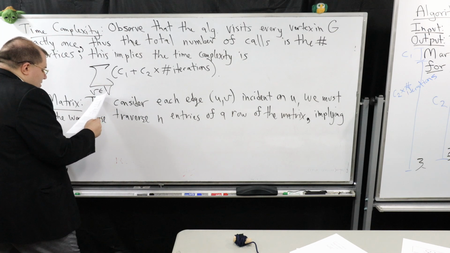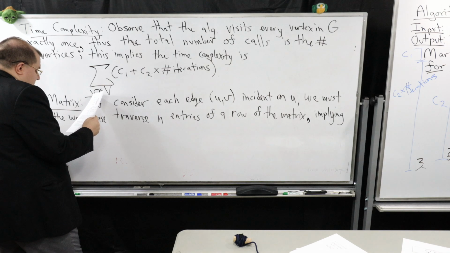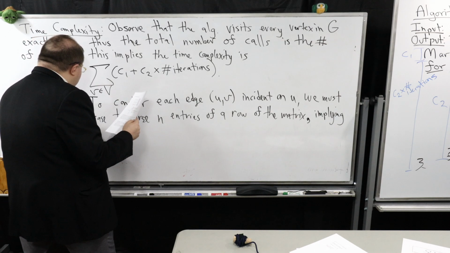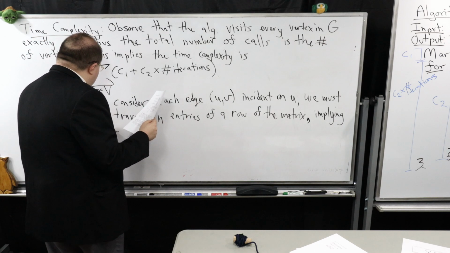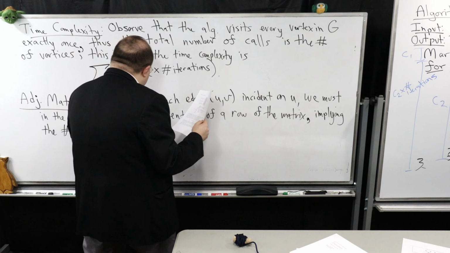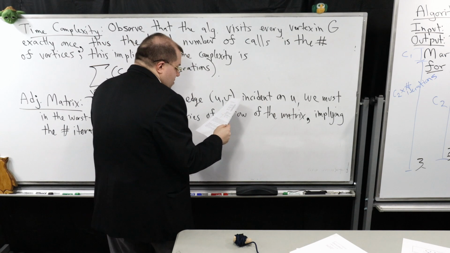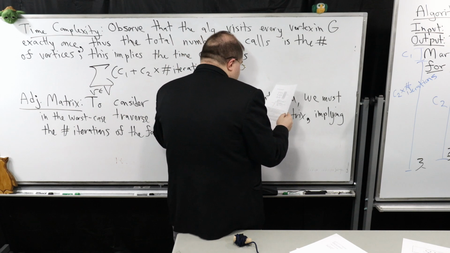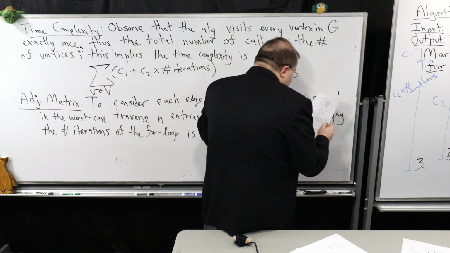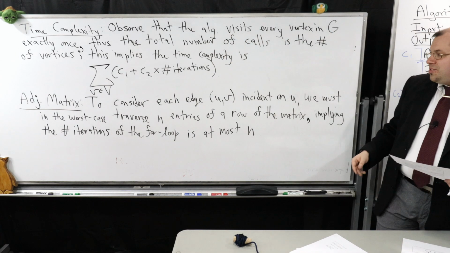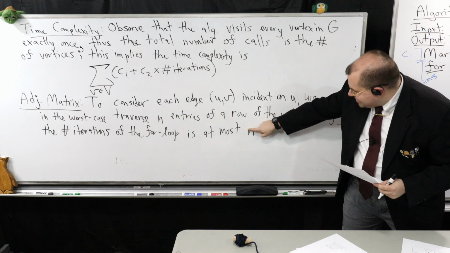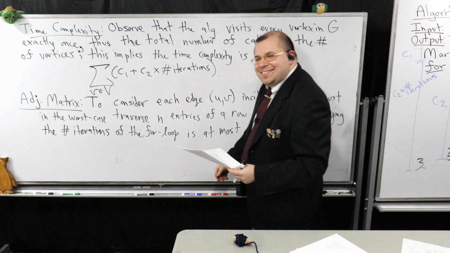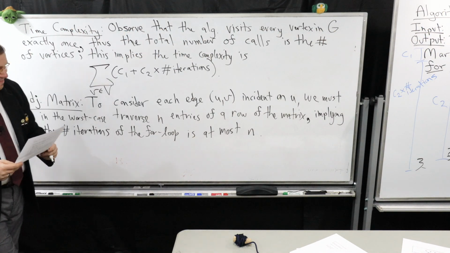Implying the number of iterations of the for loop is at most n, right? So you might say, okay, let me just, there we go. I had to take that little extra tail off the end. It wanted to go for a walk.